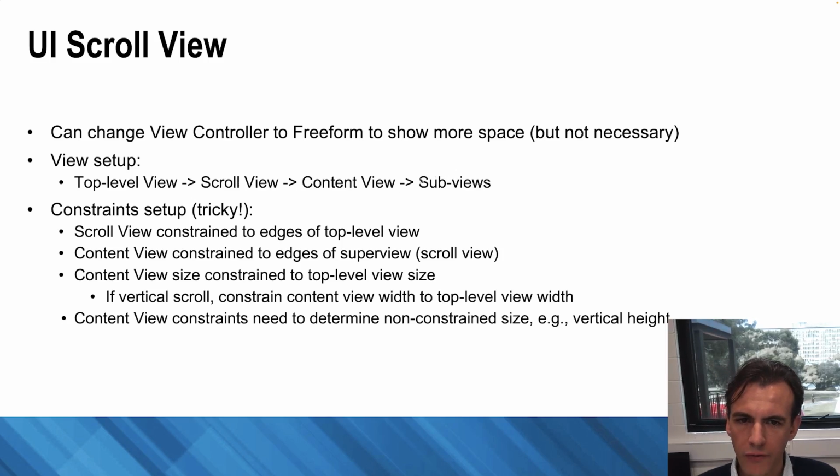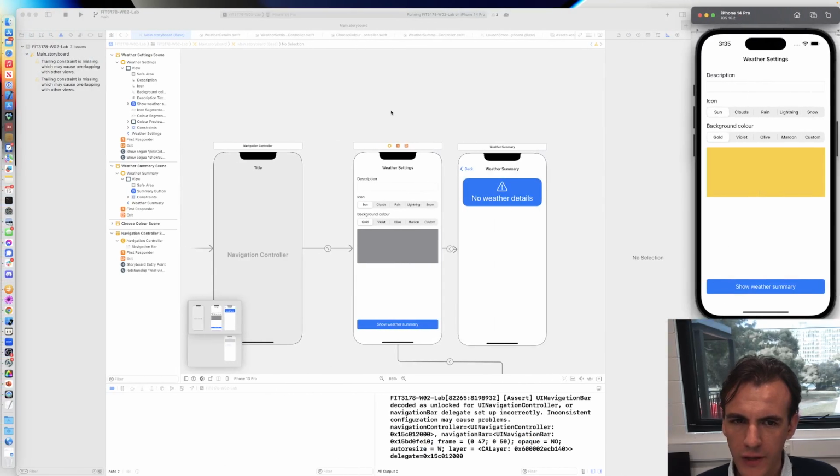At the moment, we have a number of subviews that are part of a top-level view controller. And to fix this, we need to place a content view and a scroll view between these sets of views. And then we have to set up some constraints. So first off, let's set up the views.